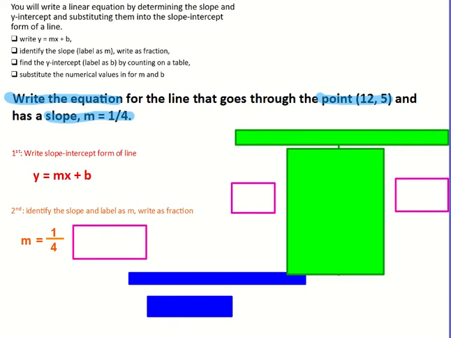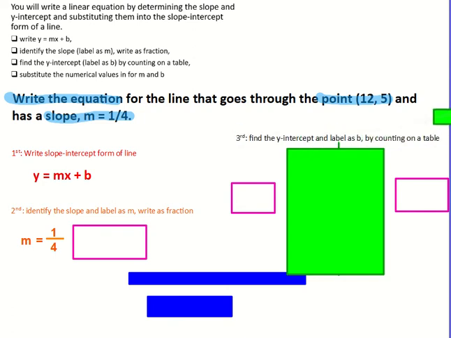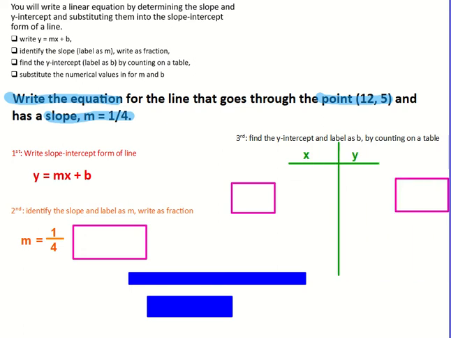Okay, so our next step, you're going to find the y-intercept and label as b. How are we going to do this? By counting on a table. So we're going to set up a table of values. So we need a column for the x values and a column for the y values. From here, what we're going to do is take our point (12, 5) and write it in the table. The x coordinate is the 12, so it's lined up with the x. And the y coordinate is a 5, so the 5's lined up with the y in the table.